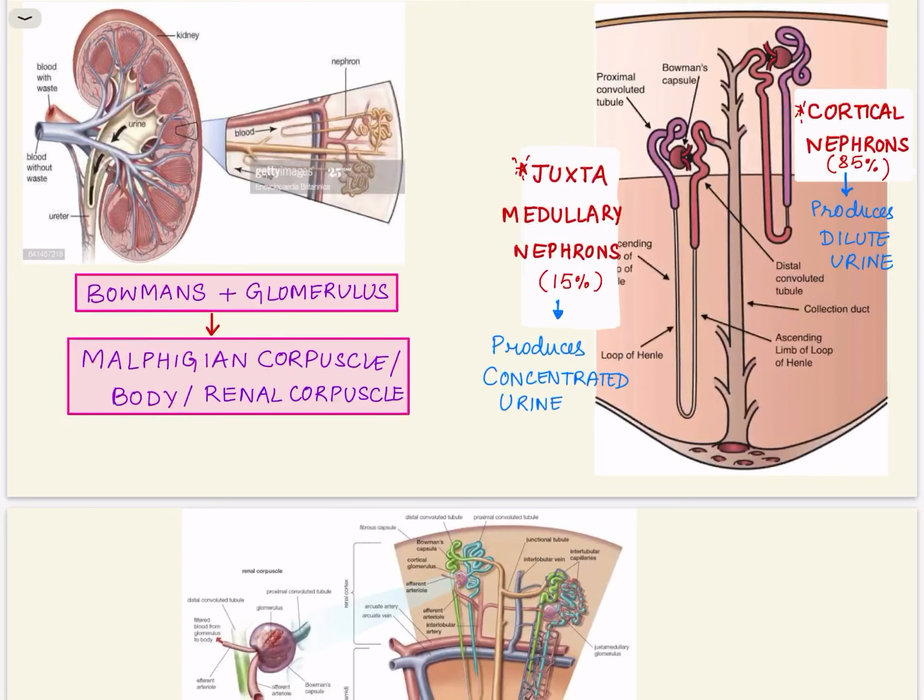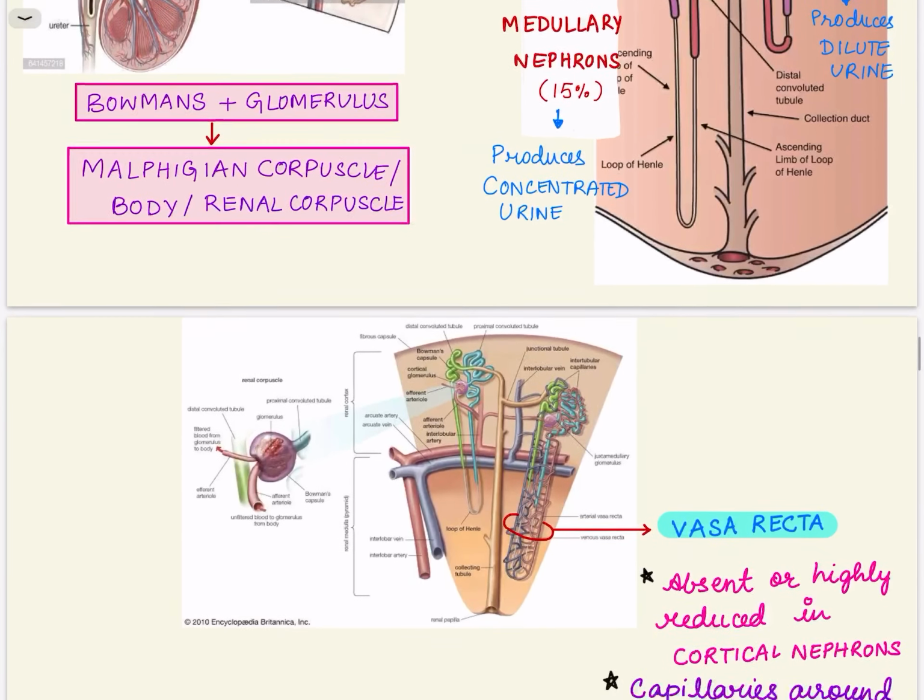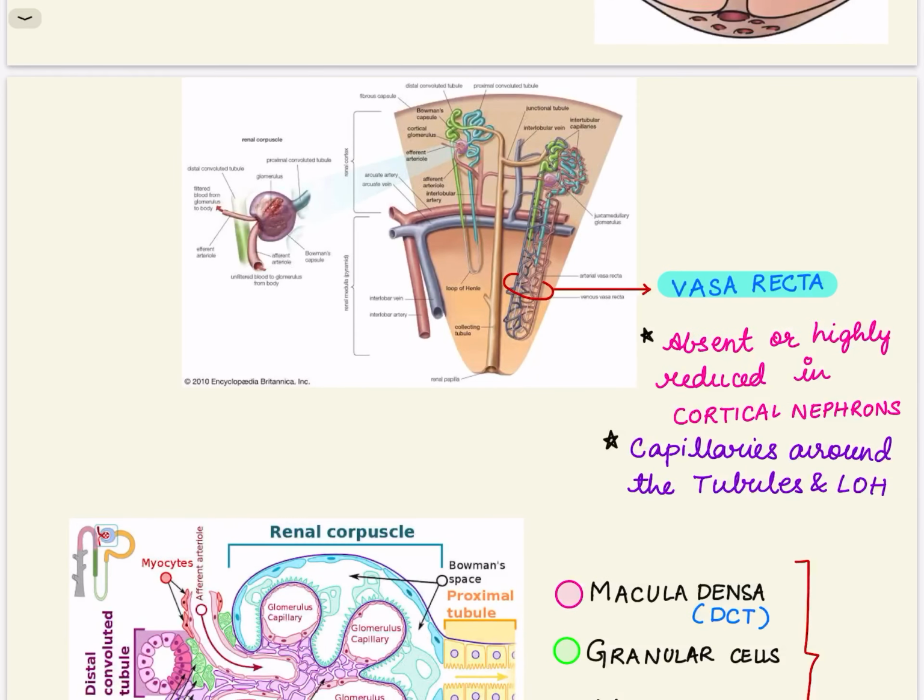Because juxtamedullary nephrons have a long loop of Henle, they produce concentrated urine, while cortical nephrons, because they have a short loop of Henle, produce dilute urine. The efferent arteriole further forms a capillary network around the tubular structures, nothing but the PCT and DCT. This capillary network around the tubules is called the vasa recta, which is absent or reduced in cortical nephrons because the loop of Henle is very short.